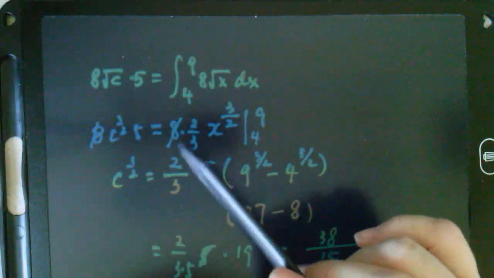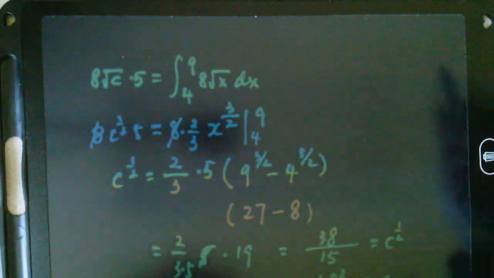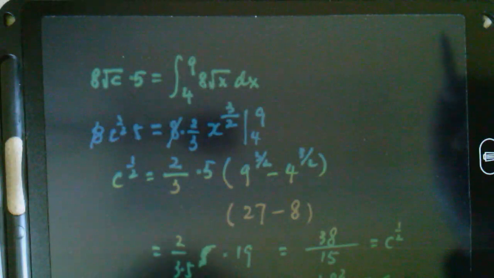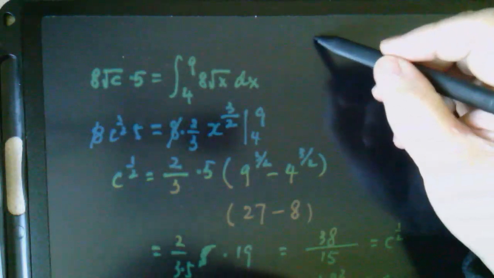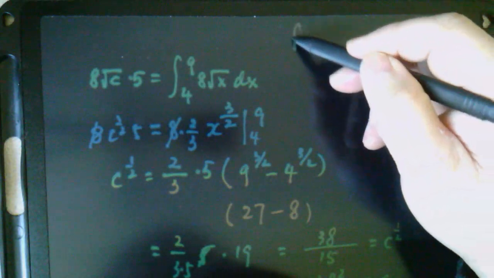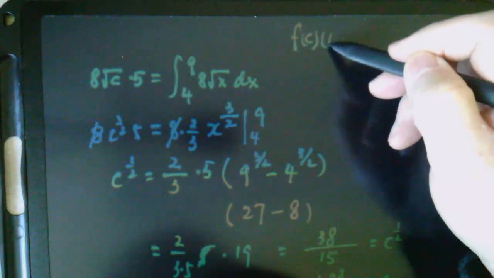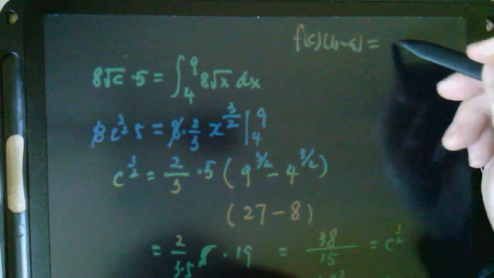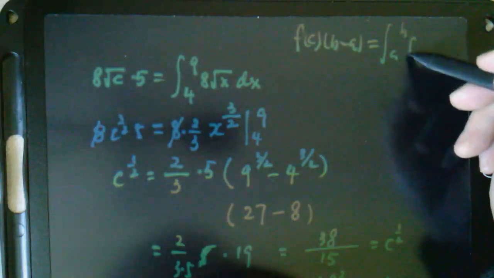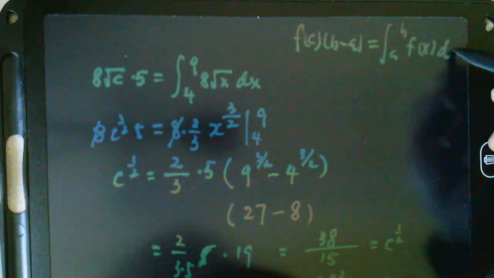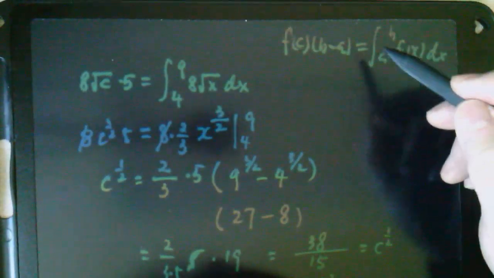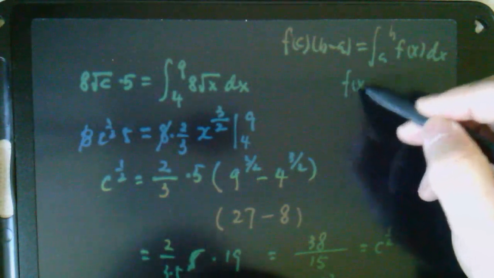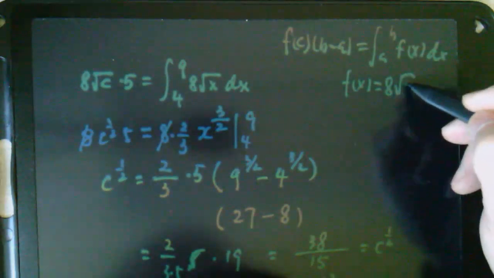The function we have is f(x) equal to 8 square root x. According to the problem, we have the following here. Basically, we have f(c) times (b minus a) equal to the integral from a to b of f(x) dx, for our specific function f(x) equal to 8 square root x.